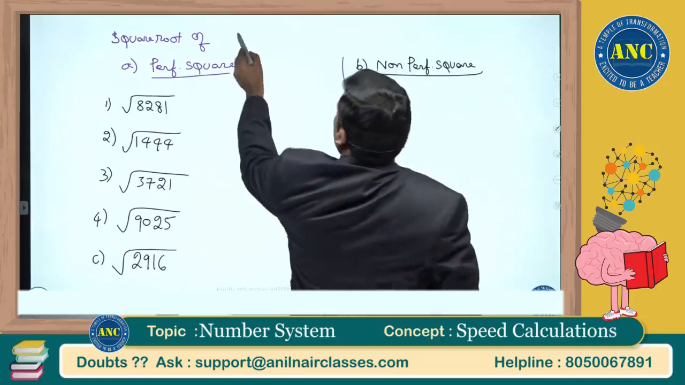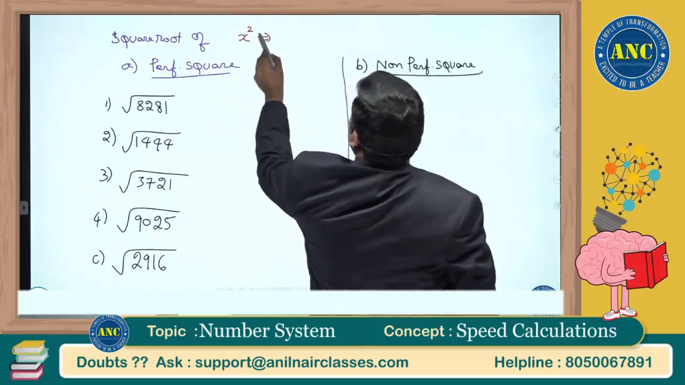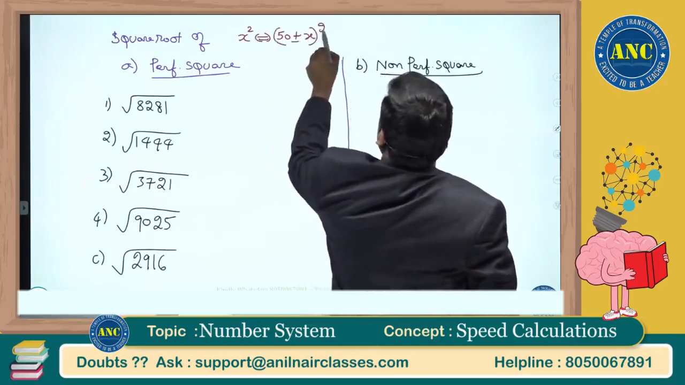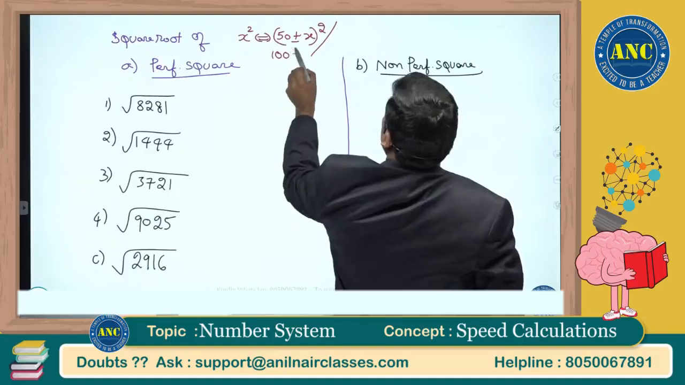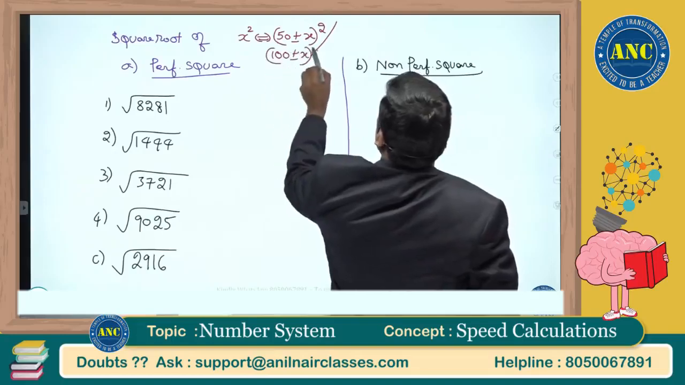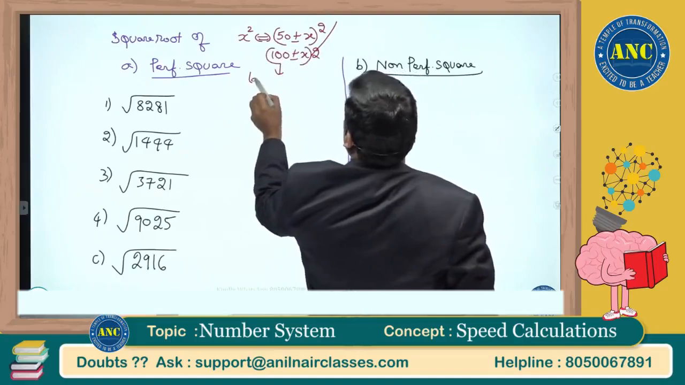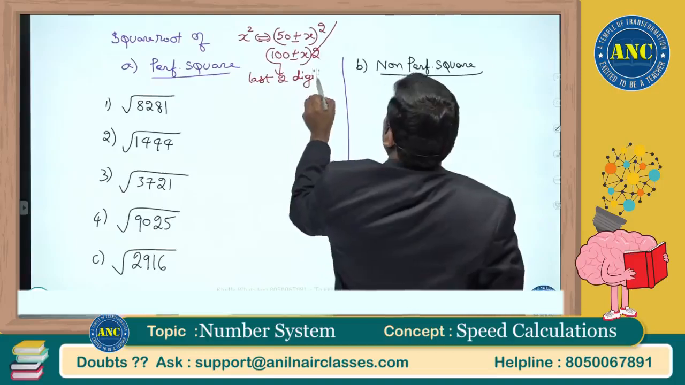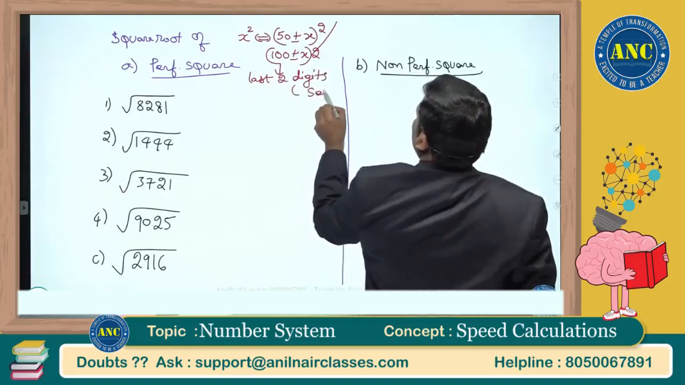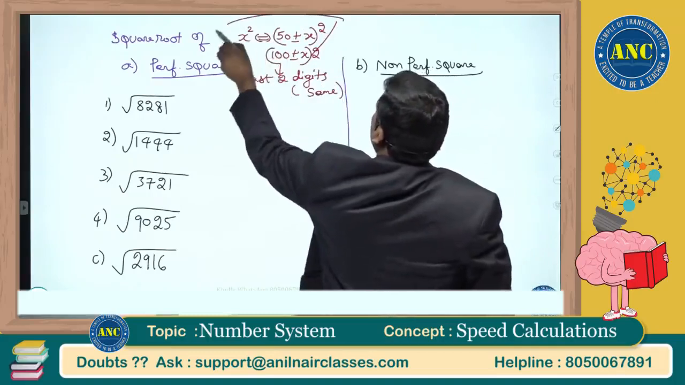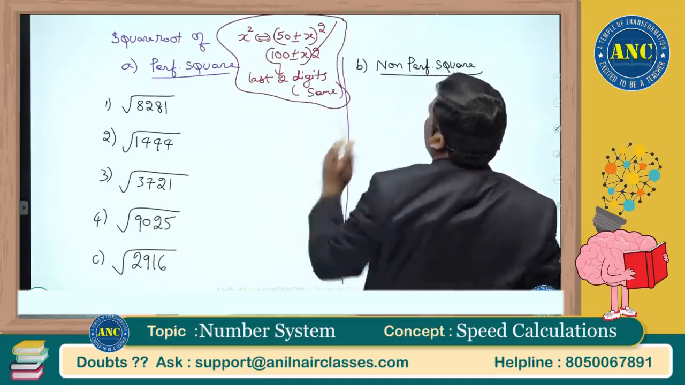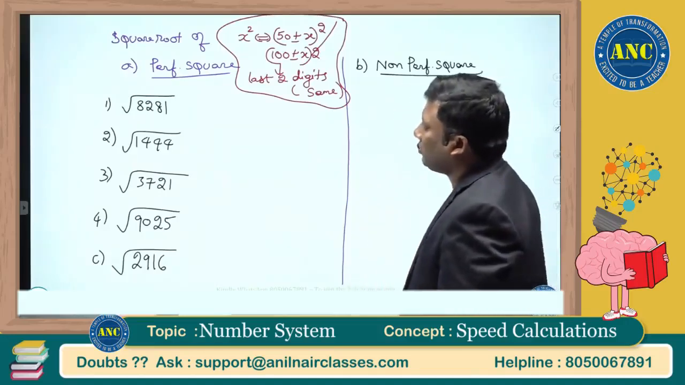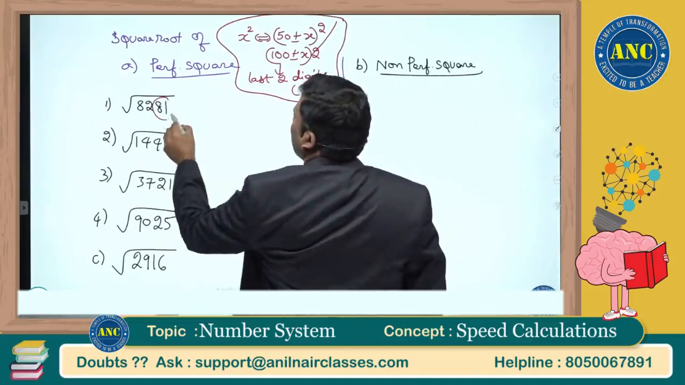What is the logic we will use? x squared, (50 plus or minus x) whole squared, or (100 plus or minus x) whole squared. The last two digits will be the same. Only attack the last two digits.